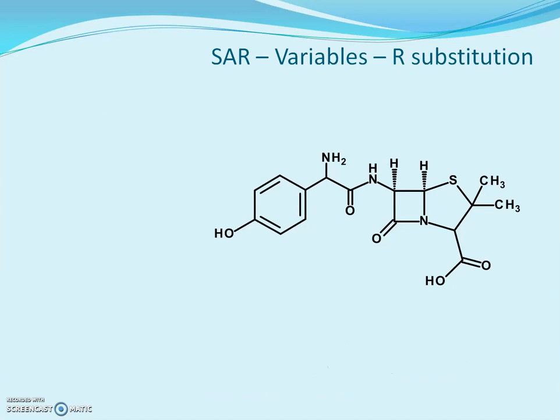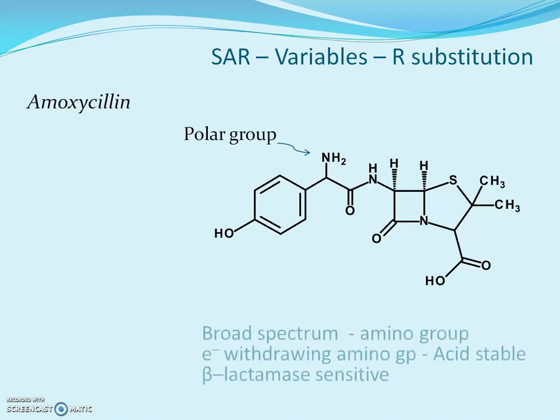The next drug is where you add a hydroxyl group at the para position of ampicillin, and what you get is amoxicillin. This drug is much better absorbed as compared to ampicillin, has the same properties as ampicillin, and it can be easily given along with food. It causes less diarrhea, which is a problem with ampicillin. Again, it is broad spectrum, with an electron withdrawing amino group, therefore it is also acid stable, but it is beta-lactamase sensitive because it does not have sterically hindering or bulky groups.